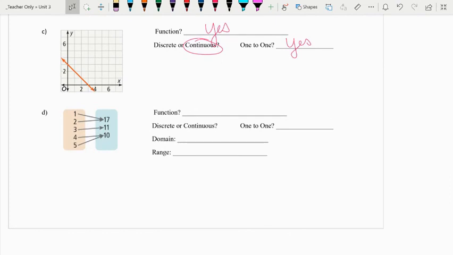On this last one, this is a function because there are no x values repeating. It's discrete because it's a set of points. It is not 1-to-1 because this 17 and the 10 are repeating for your y values. And then our domain and range. Domain would be 1, 2, 3, 4, 5. Range, again, increasing order, no repeats, 10, 11, 17.